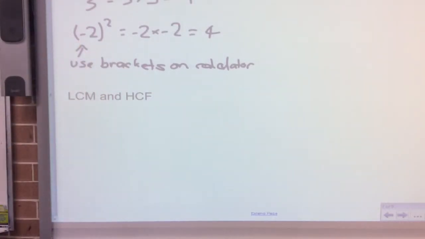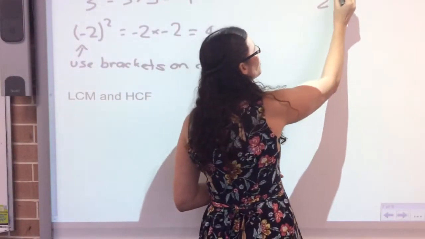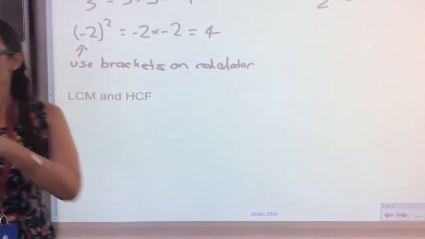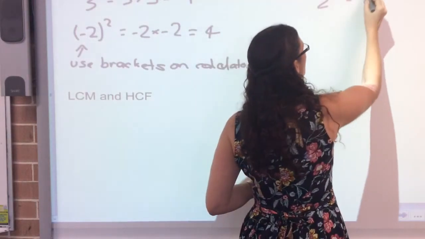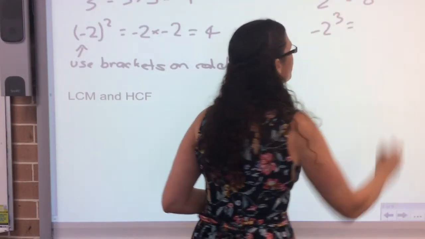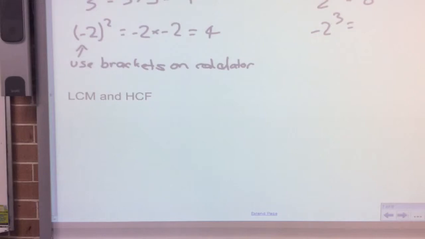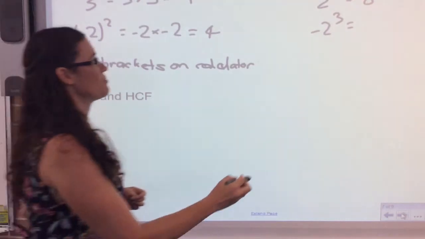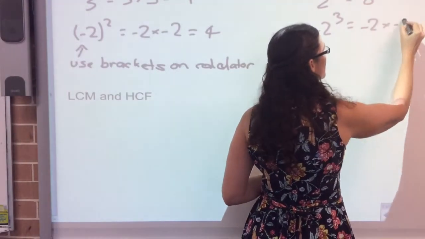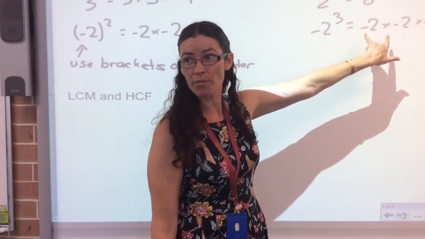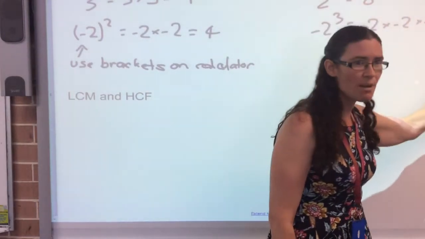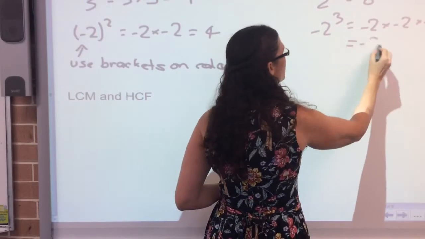Okay, what about cubes? If I had 2 cubed, what's that? 8. It's 2 times 2 times 2, which is 8. What's negative 2 cubed? Is it 8? Is it negative 8? It's negative 8, because we have negative 2 times negative 2 times negative 2. This bit here gives me a positive 4. Then I've got 4 times negative 2. It's going to give me negative 8.